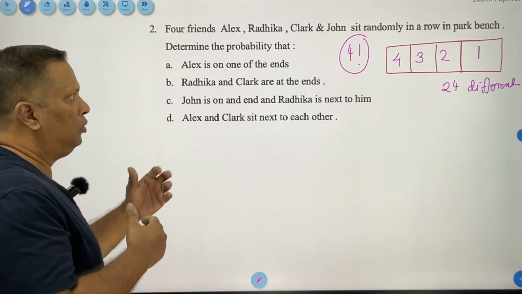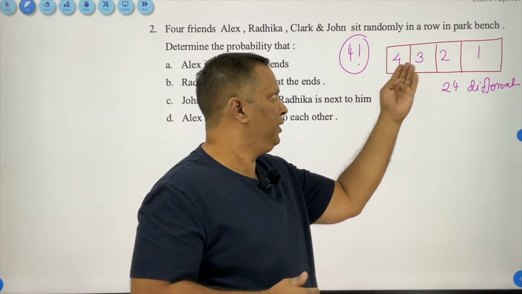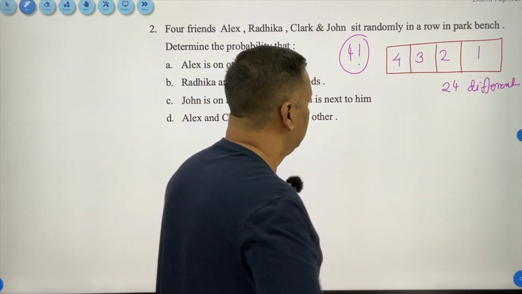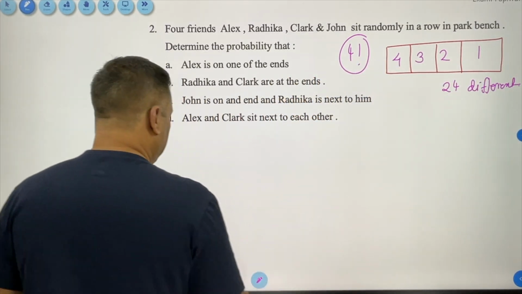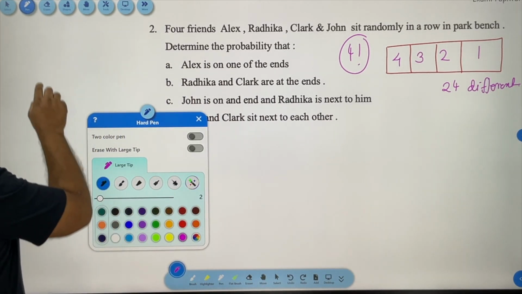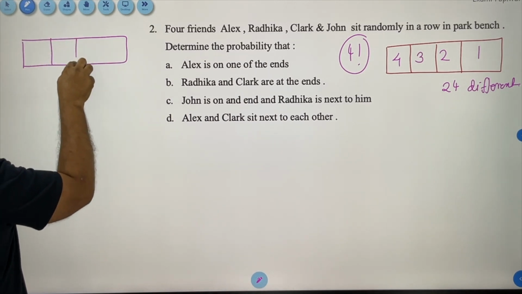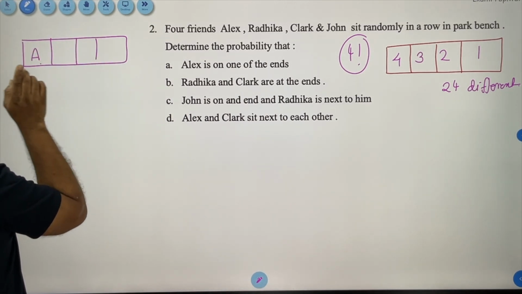Now we can go and do our questions. Alex is on one of the ends. One of the ends means he can be here or here. So to answer this question, we will draw once again those 4 seats and put Alex here.